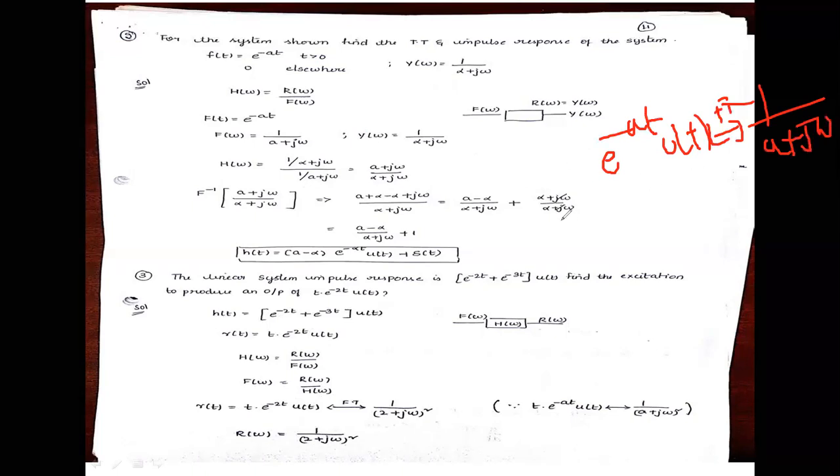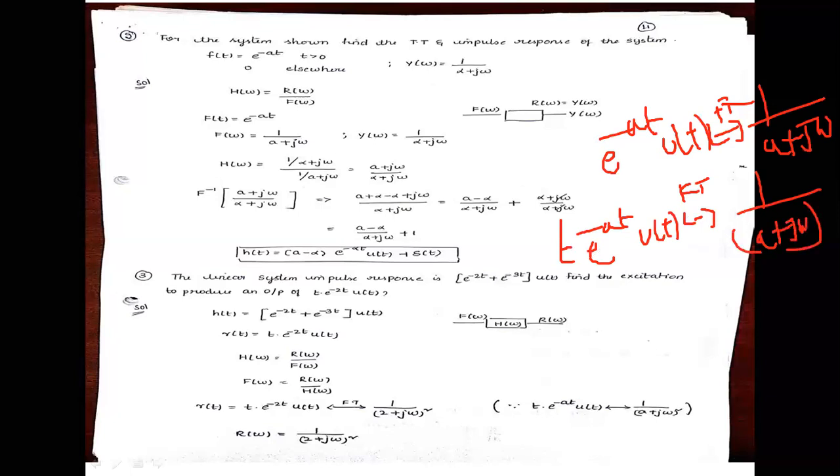We know e power minus at mu of t, the Fourier transformation is 1 by a plus j omega. When it is multiplied with t into e power minus at mu of t, it's squared. A ramp function multiplied means a plus j omega whole square. Okay, my dear students.